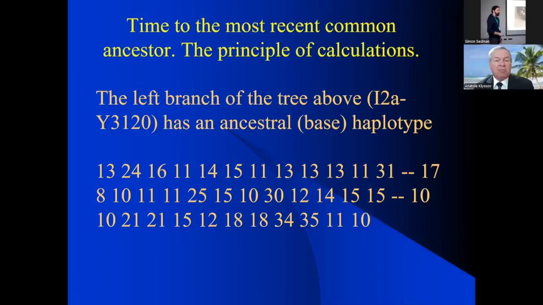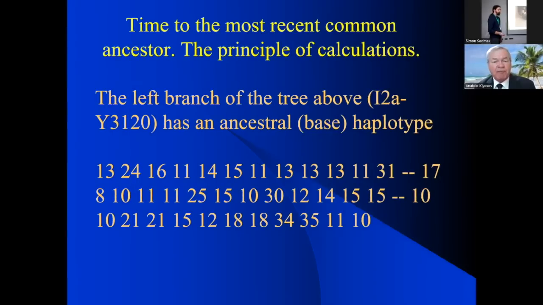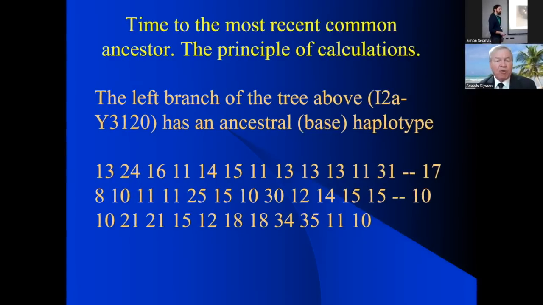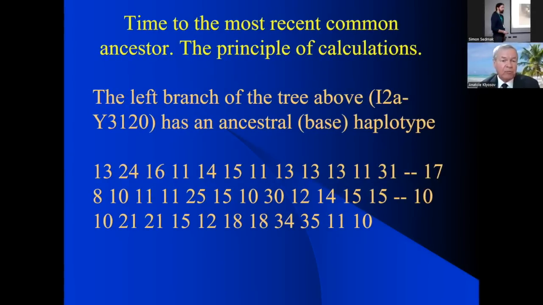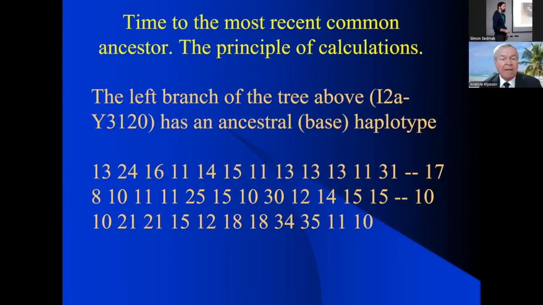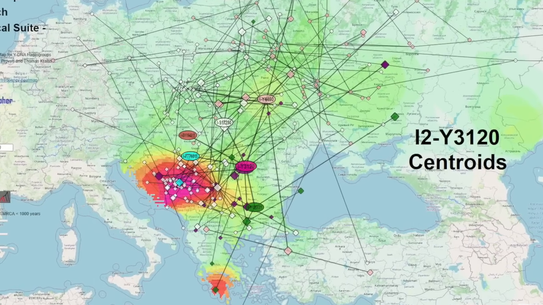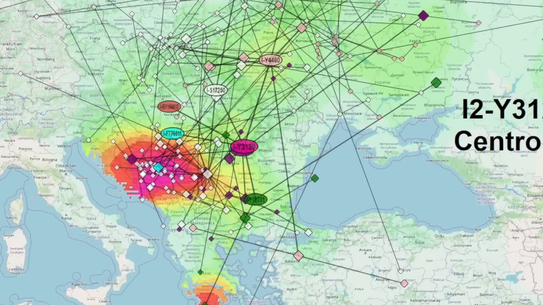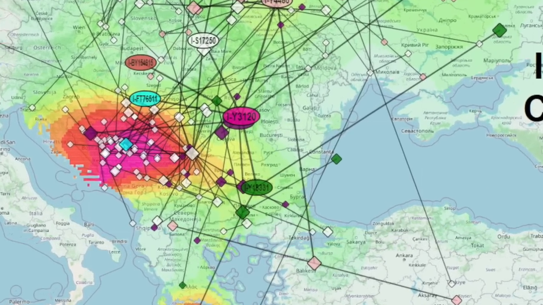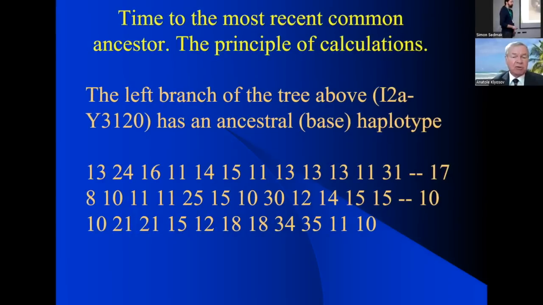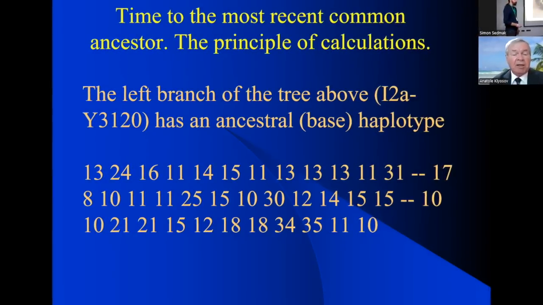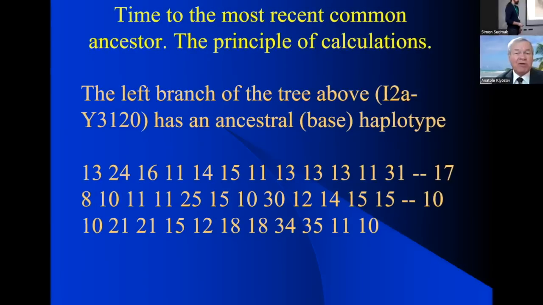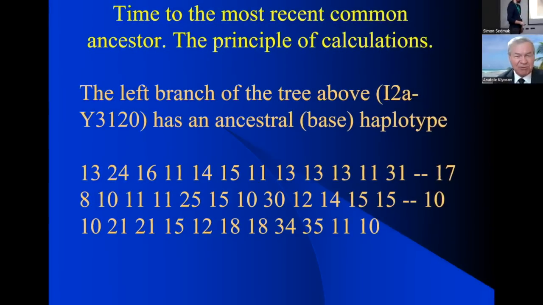Now, if we talk about time to the most recent common ancestor, there are some principles of calculation. I'm talking about the left branch of the tree, which was shown before, which is Y3120. It has an ancestral or base haplotype. So what does it mean? It means that the person who lived a long time ago, in fact 2,200 years ago, contains his number of his passport, so to speak. I was just talking about it before.